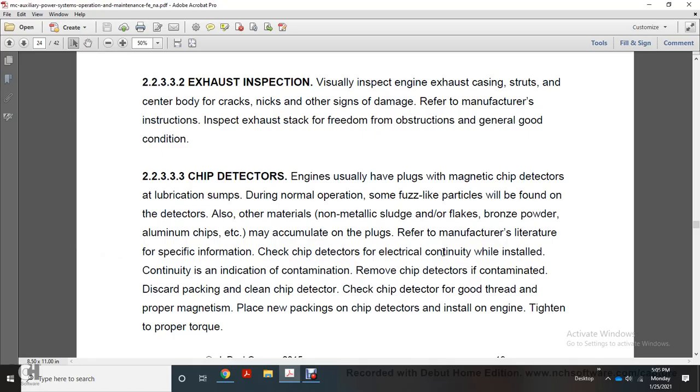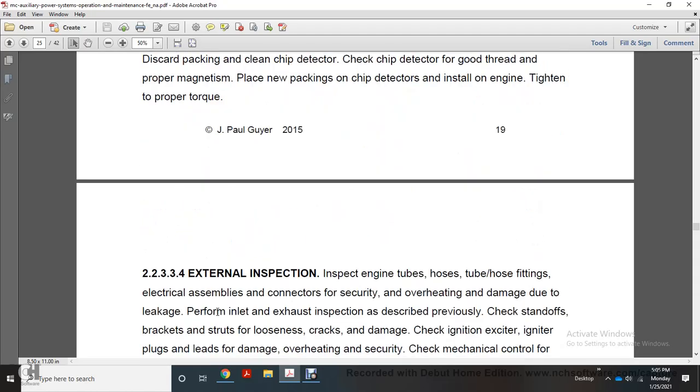Check the chip detectors electrically for continuity. Continuity is an indication of contamination. Remove the chip detectors if contaminated. Discard the packing. Clean the chip detector. Check the chip detector for good threads and proper magnetism. Place new packing rings on the chip detector. Install it on the engine. Tighten with the proper torque.